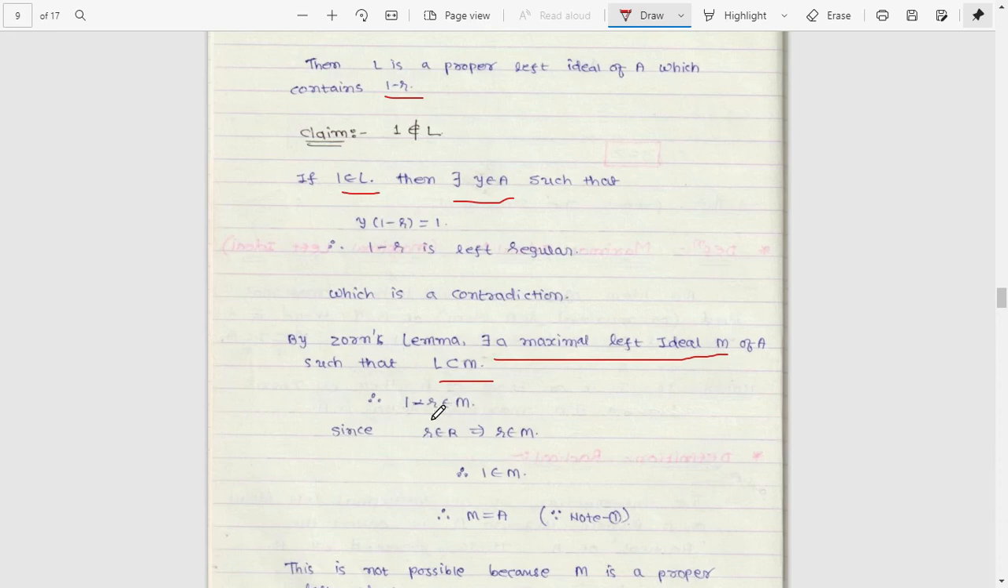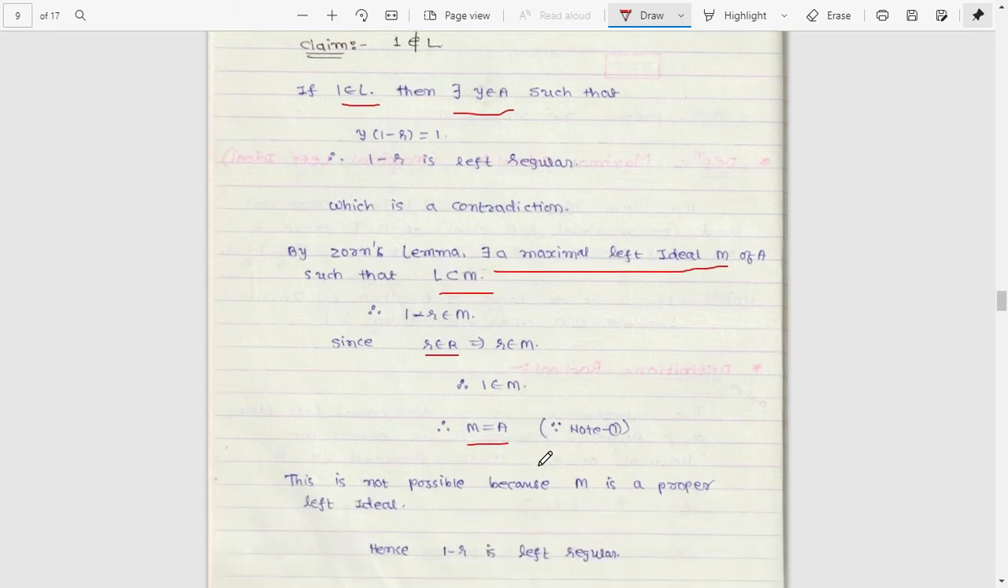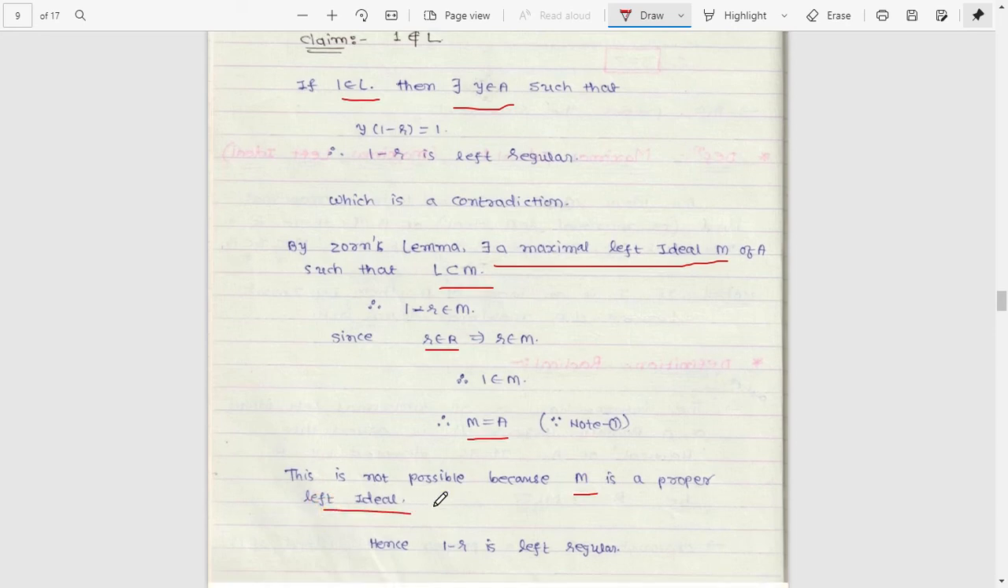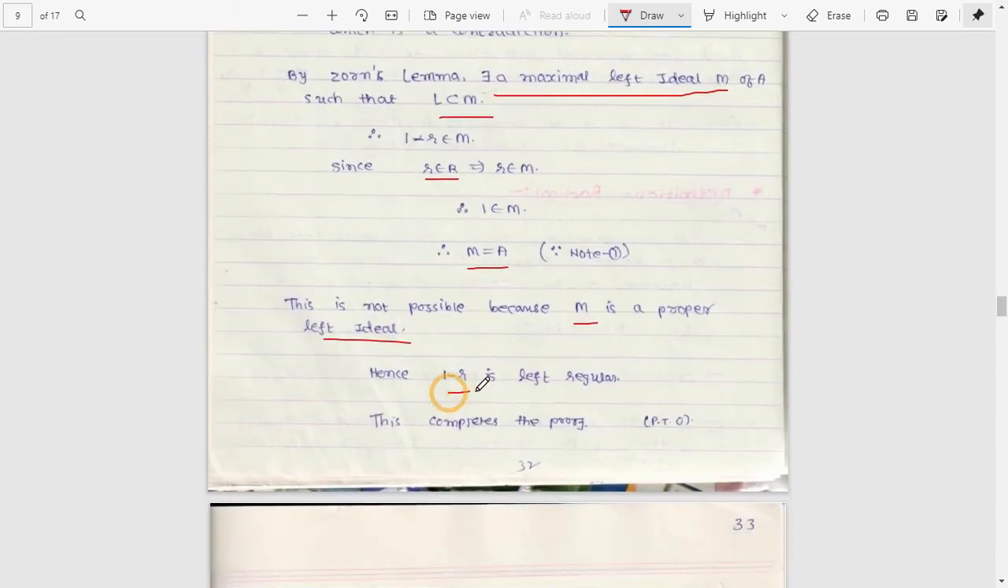So 1 minus r belongs to M. Since r belongs to R implies r belongs to M, so 1 belongs to M. So m is equal to A. This is not possible because M is a proper left ideal. Hence 1 minus r is left regular. This completes the proof.